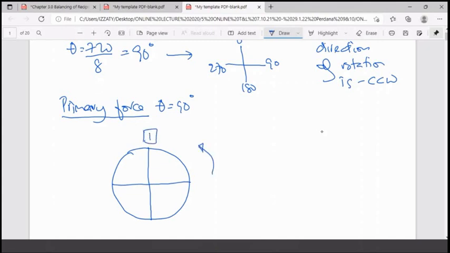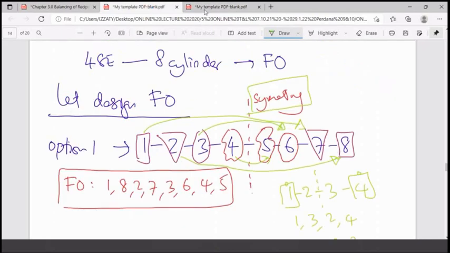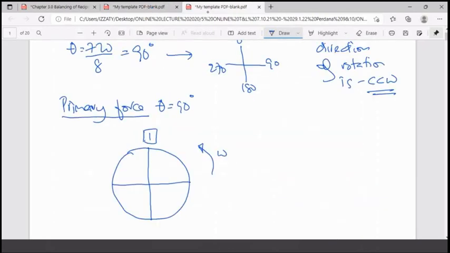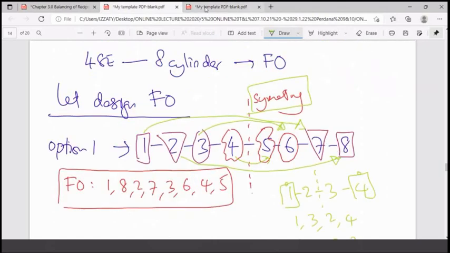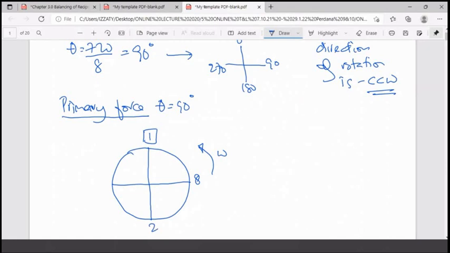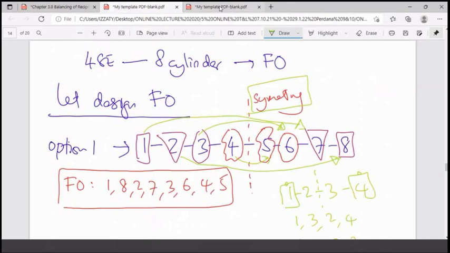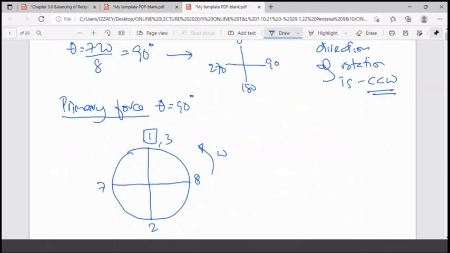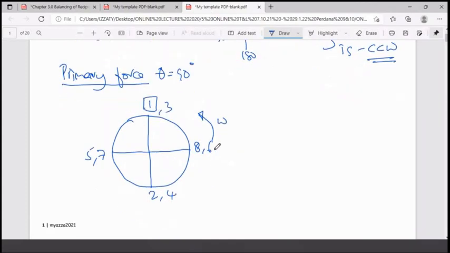Rotating that way, counterclockwise. So what will be your crank? It will be your 8, here. Then after 8 is 2 and 7. This one is 2, this one is 7. Then we have 3 and 6. This one is 3, then we have 6. The next one you have 4 and 5. Balanced or not?